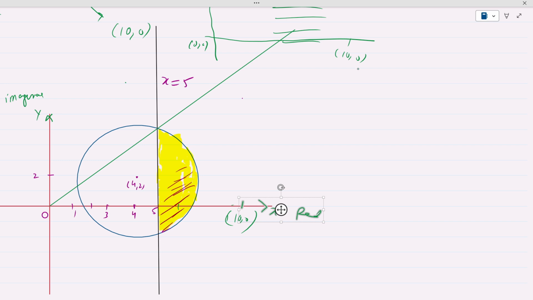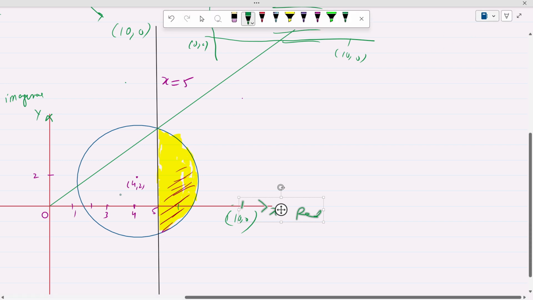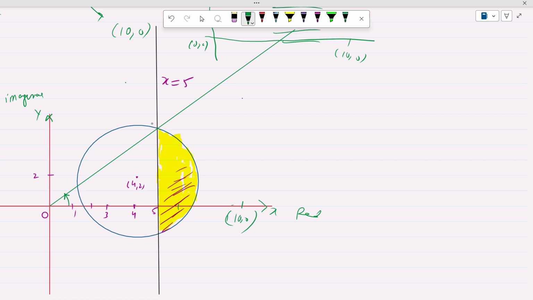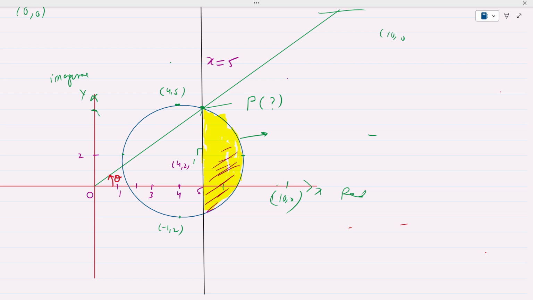So let's find out this angle. We have to find this angle, that much angle. Okay, so what is this point of intersection? We have to find this point of intersection in the first place, so we need the coordinates of point P. We know this is the point of intersection of a circle and the line x equals 5. So what is the equation of the circle? (x minus 4) whole squared, because the center is (4, 2), plus (y minus 2) whole squared equals 3 squared, which is 9. This is the equation of the circle.